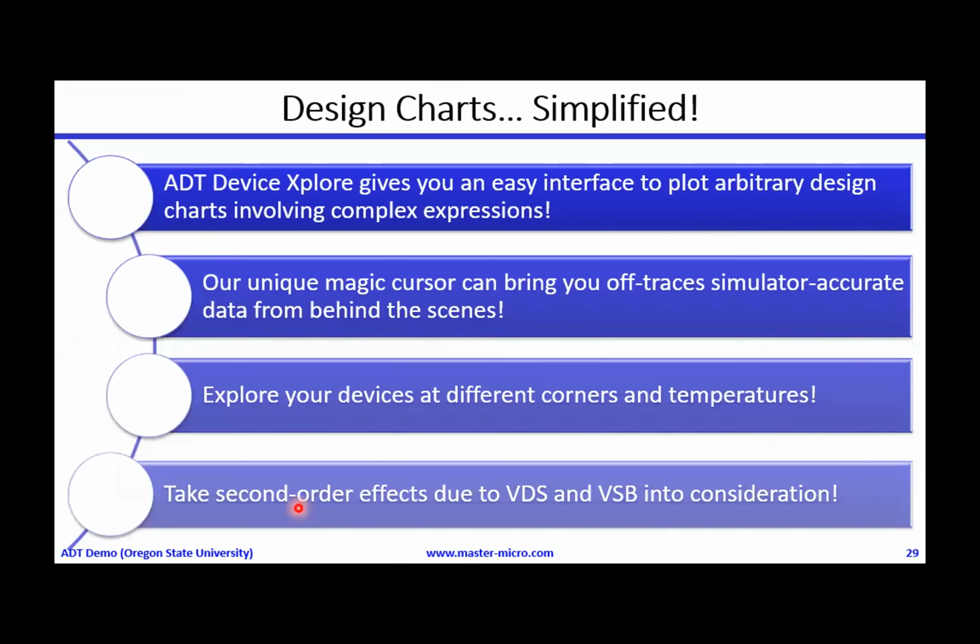The second feature in our tool is the design charts. If you have used the gm/ID methodology before, most probably you used some kind of charts. You used these charts to calculate some sizing parameters or some parameters of the MOSFET that match the simulator accuracy. We make this process very much simplified. And we have a very nice feature called the magic cursor that enables you to get data between traces. You can use this to compare the properties of different devices from different technologies at different corners, and take even second order effects into account.